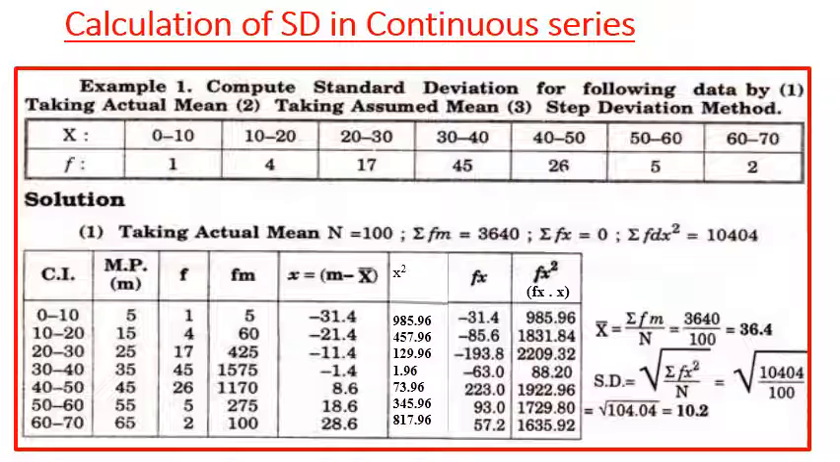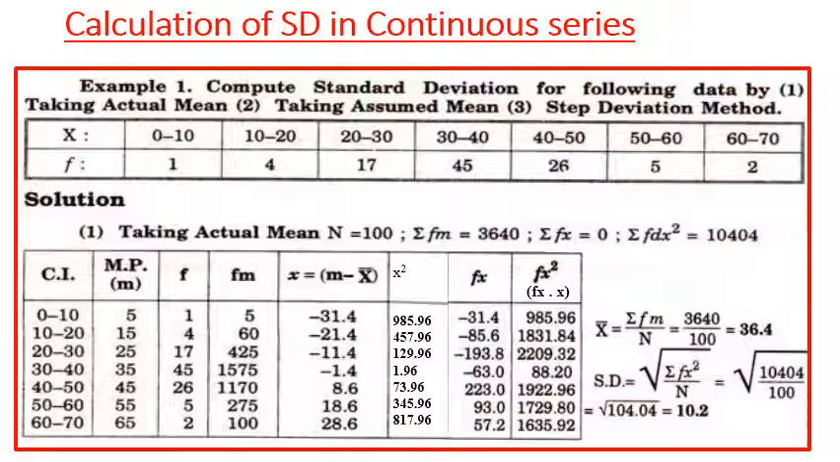Here, when you are going to calculate the mean, you have to find n, that is summation of f, which is 100, and fm. First you have to calculate the midpoints. 0 plus 10 divided by 2 is 5. 10 plus 20 divided by 2 is 15. The midpoints are 5, 15, 25, 35, 45, 55, 65. Frequency is given, then you have to calculate fm and summation of fm.